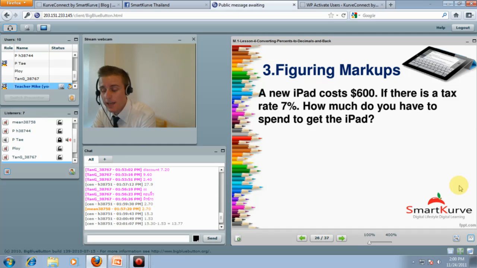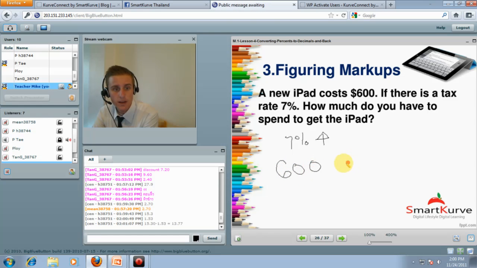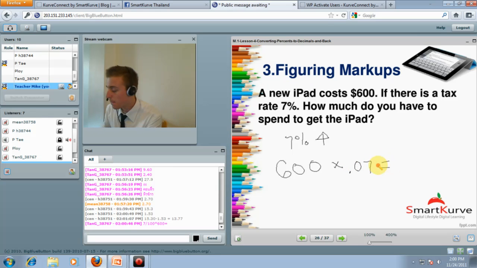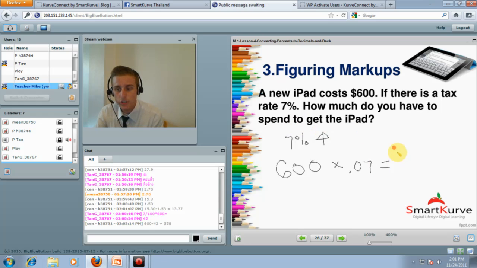So what that means is that for what you spend, there's a 7% increase in the price that you will have to pay. So the first thing we're going to do is multiply the cost of the iPad, $600, times the tax rate. So at 7%, that is 0.07. What is 600 times 0.07? Yes, that's correct. 7 over 100 times 600 will also give you the same answer. Correct. The answer is 42.